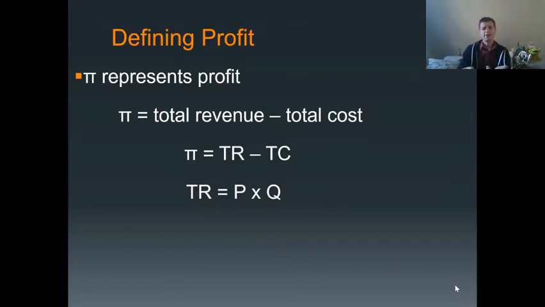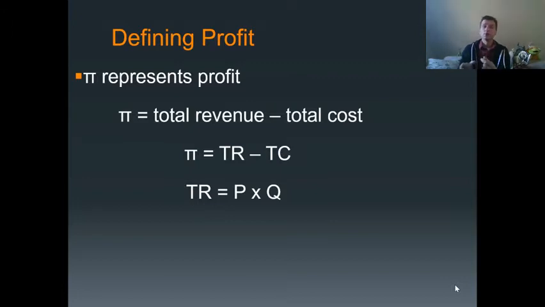So when we're looking at profit, the lowercase pi symbol represents profit. So that's what that symbol is. So sometimes you'll see that as you're going through materials. And profit is just your total revenue minus your total cost. That's it. Total revenue minus total cost.